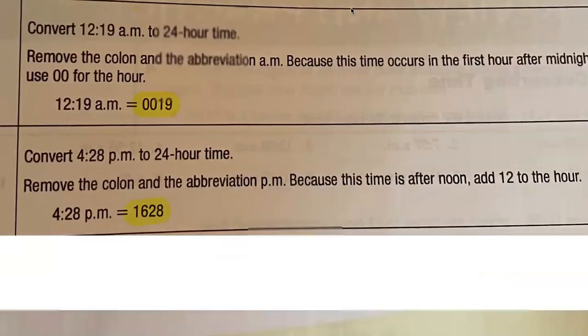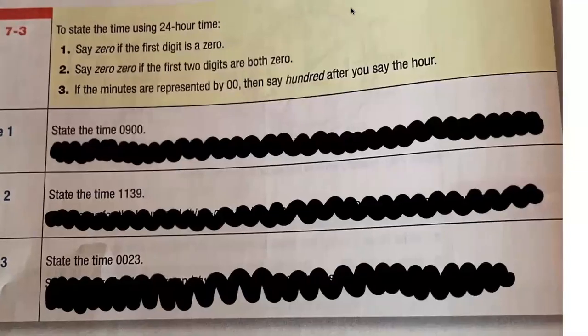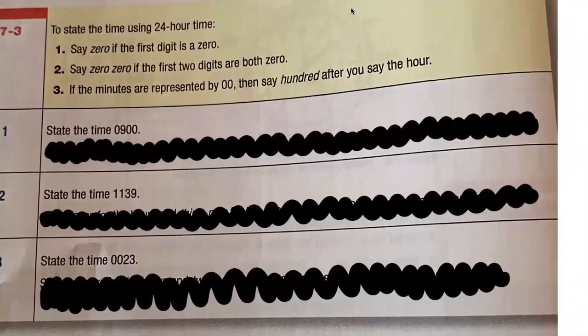And that's it for our first few examples. Now we're just going to indicate how to write them. So how to state them in word format. So say 0 if the first digit is 0, and say 00 if the first two digits are both 0. And then if the minutes are represented by 00, then say 100 after you say the hour. So notice in this case, we have a 0900. So we'll have to say 0 because the first digit is 0.